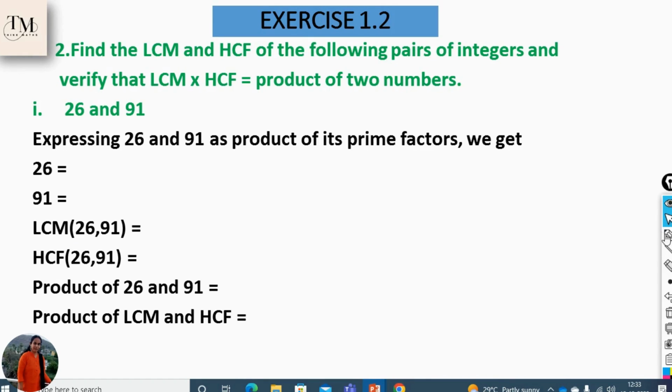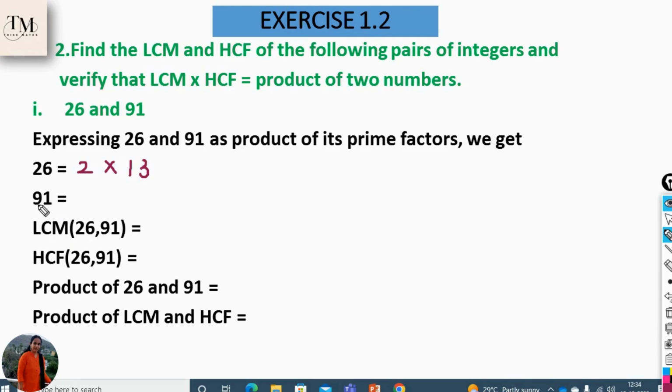Okay. So let us express this 26. So it is an even number. So I divide by 2. So 2 into 13. So 1 times 2, 3 times 6. So 2 into 13.